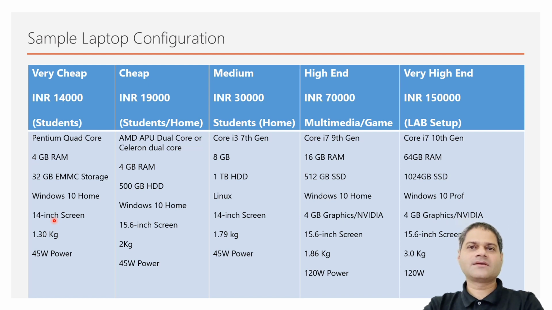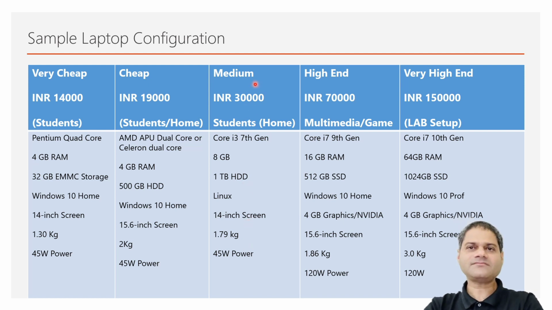Option 2. This is cheap and affordable. AMD APU dual core or Intel Celeron dual core with 4GB RAM, 500GB hard disk, with Windows 10 Home. This is again good for students and home users, and it costs around 20,000 Indian rupees. Option 3. Medium end, Core i3 7th generation, 8GB, 1TB hard disk drive, and it comes with Linux. In case you want to load Windows later, this laptop supports it. This is again good for students and home users, and it costs around 28,000 Indian rupees.